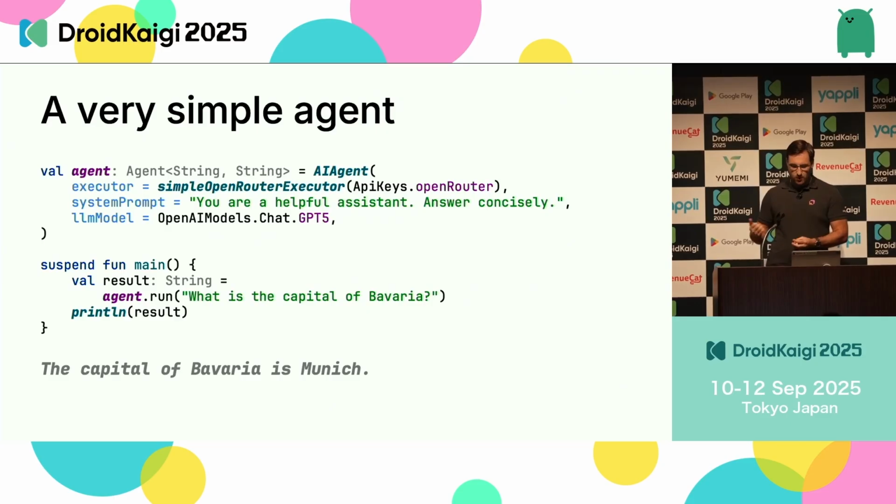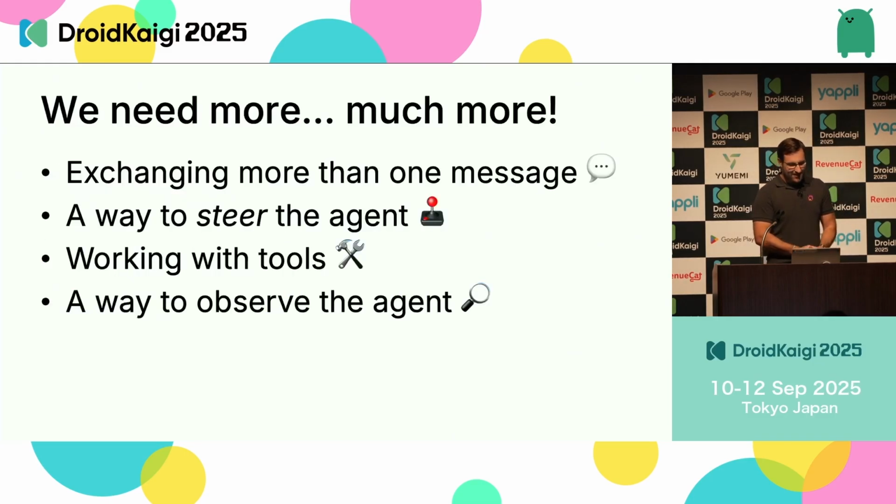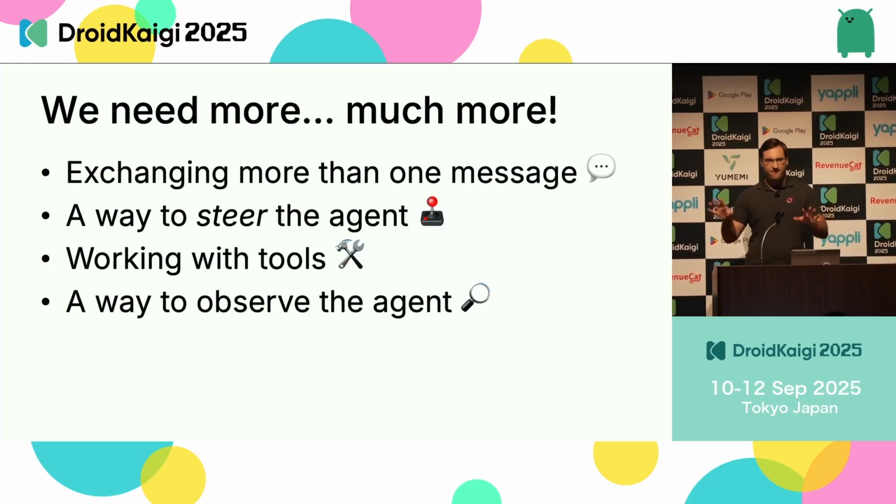So here we can call agent run with a query. I ask, what is the capital of Bavaria? And I get the result as type string, which is as expected. Well, the capital of Bavaria is Munich. It's my hometown. I can recommend visiting if you get the chance. But of course, sending a request and receiving a response is a very, very simple case.